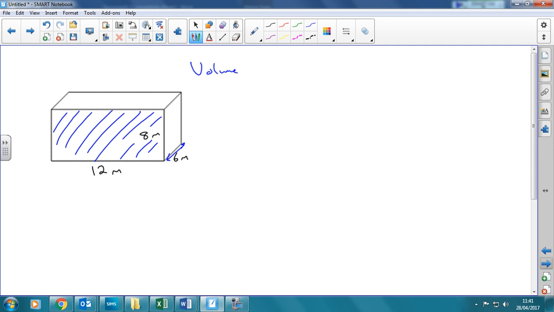So the area of the flat shape is 12 times 8, which equals 96 centimetres squared. And then you're going to times that by how far back it goes. So 96 times by 6. I've got no problem with using a calculator for this one. We're not testing your numeracy skills, we're testing your ability to understand and follow this. So 96 times by 6 equals 576 centimetres cubed.